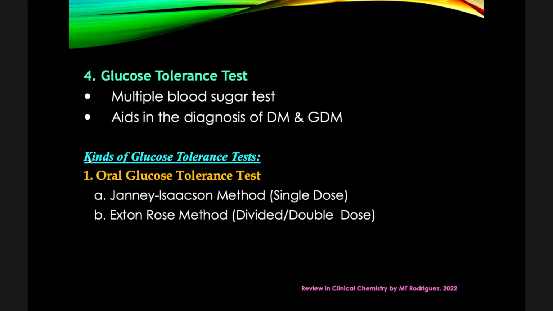What do you mean by divided or double dose method? The 75 grams will be separated into 2. Hahatiin yung 75 grams mo. Take note, 75 grams will be divided into 2, so it's like 37.5 grams, and dissolve in water. The first half will be given after the fasting sample. The next half will be given after the 1-hour sample. So, ang tanong, which between the OGTT procedures is commonly applied? What is the answer? The Johnny-Isaacson method, also known as the single dose method.